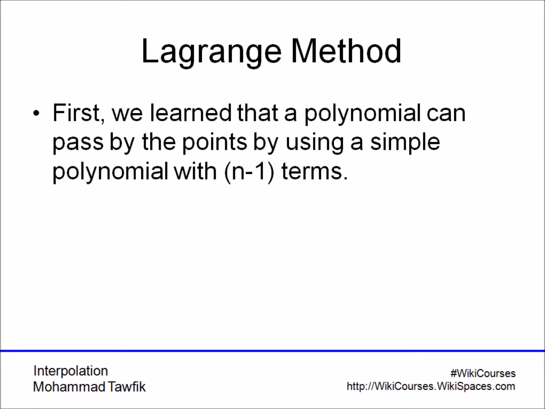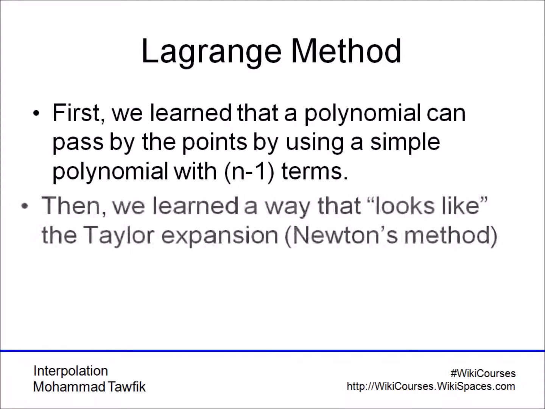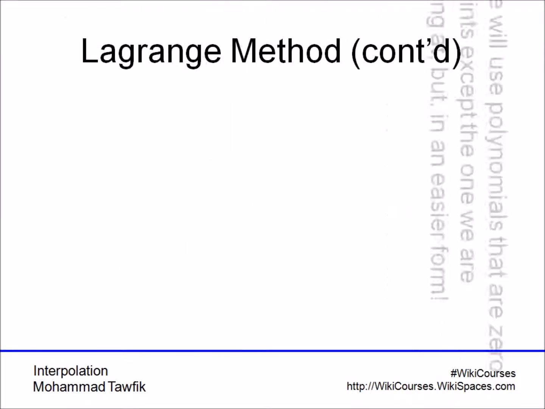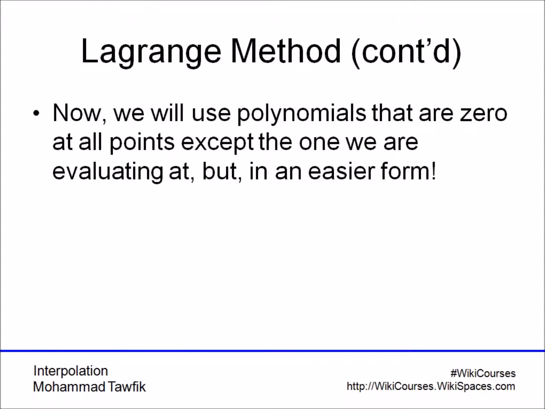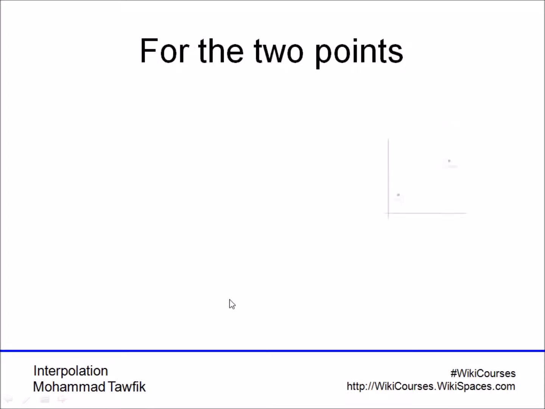In Lagrange method, you need to pass the polynomial just like any other polynomial in interpolation through the points given. So you're going to use this time different looking polynomials. These polynomials are going to be equal to 0 at all points and equal to 1 at the point of interest. Well, it's much simpler than it sounds, actually.